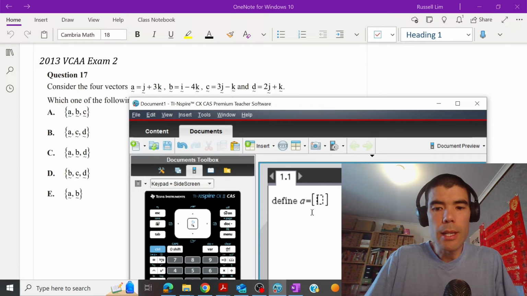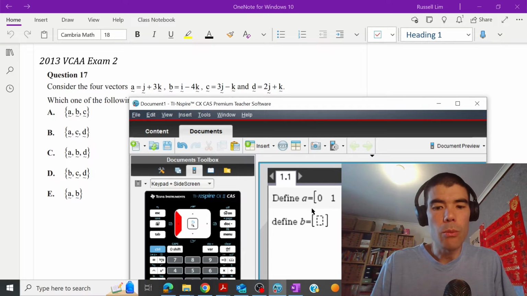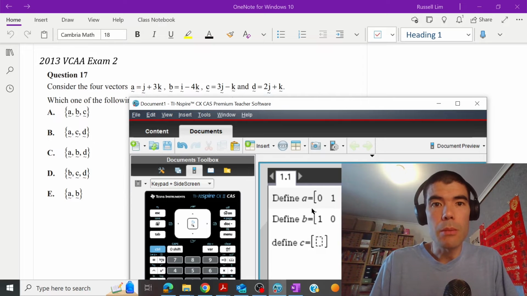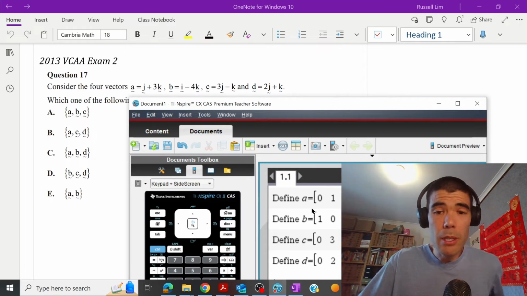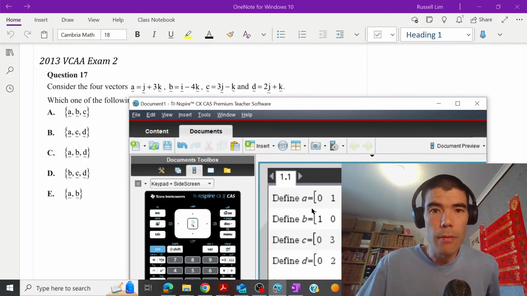I'm going to use the CAS calculator first and basically set up an equation to solve to check if a, b, and c are linearly dependent. So a is going to be 0i, 1j, 3k. b is going to be 1, 0, negative 4. c is going to be 0, 3, negative 1. And d, 0, 2, 1. Check, of course, that I have typed them in correctly. I think they are right.